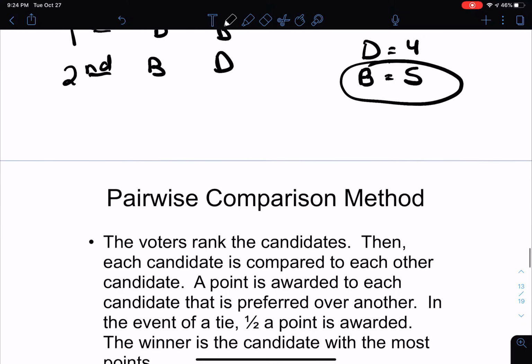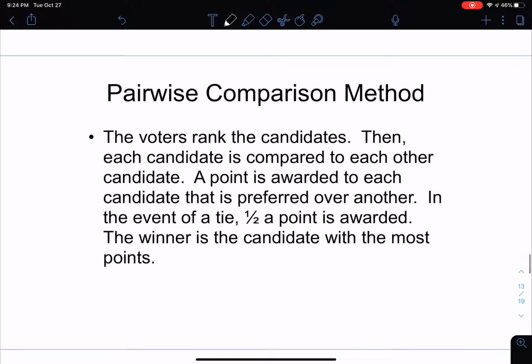All right. And then I think this is the last method, the pairwise comparison method. This is another ranking situation, but it's different from the Borda count. Each candidate is paired up with another and compared. When you look at the pairs of candidates, if there's one candidate that was preferred over another more often, that candidate gets a point. If they both are preferred over each other equal amounts of time, each one gets half a point. The winner is the candidate with the most points in the end.